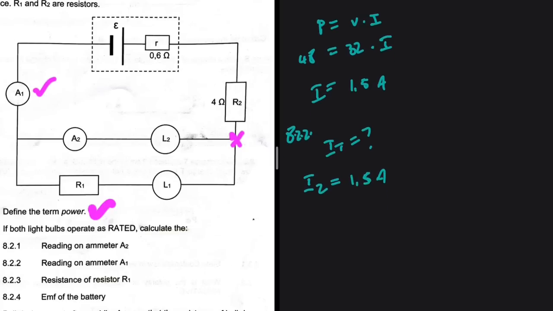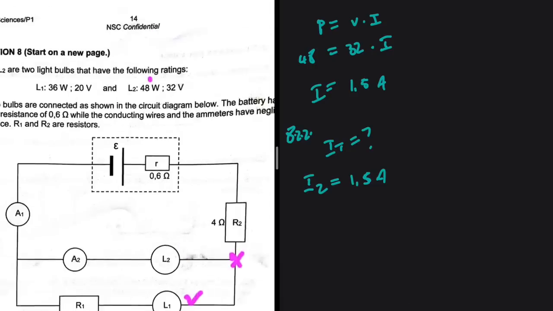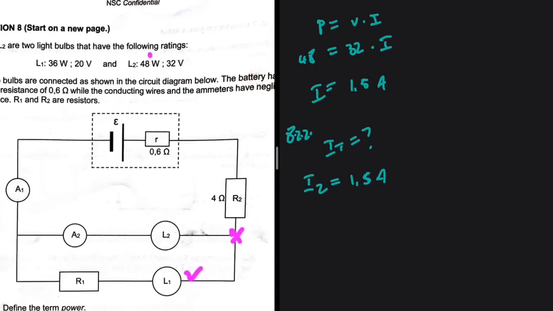Let's calculate the current that passes through L1, because there is some current that passes through L1. If we can find a way to calculate the current that passes through L1, we will have the total current, because L1 is also operating as rated. So what information do we have as far as L1 is concerned? Well, we have the power, which is 36 watts. We have the voltage, which is the potential difference, which is 20 volts.